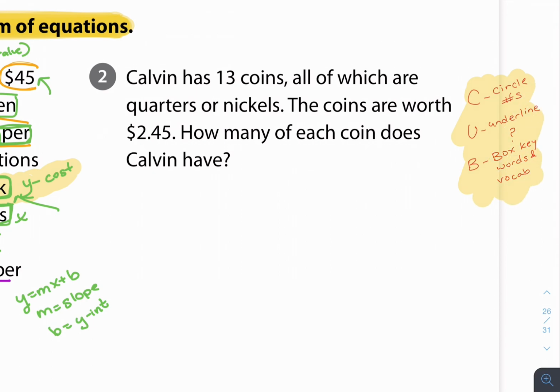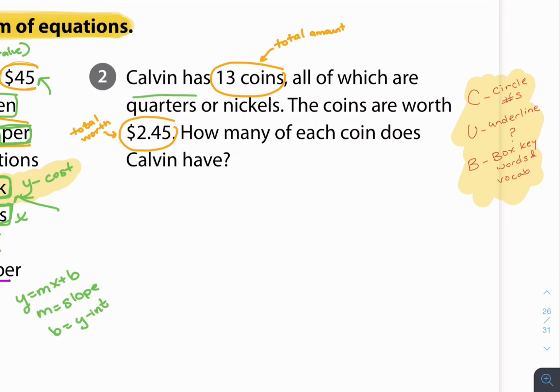It says Calvin has 13 coins, all of which are quarters or nickels. The coins are worth $2.45. How much of each coin does Calvin have? Starting off with circling my numbers. 13 coins. It's the total amount of coins. And $2.45, that's the total cost, or the total, let's call it total worth. Total amount, total worth.